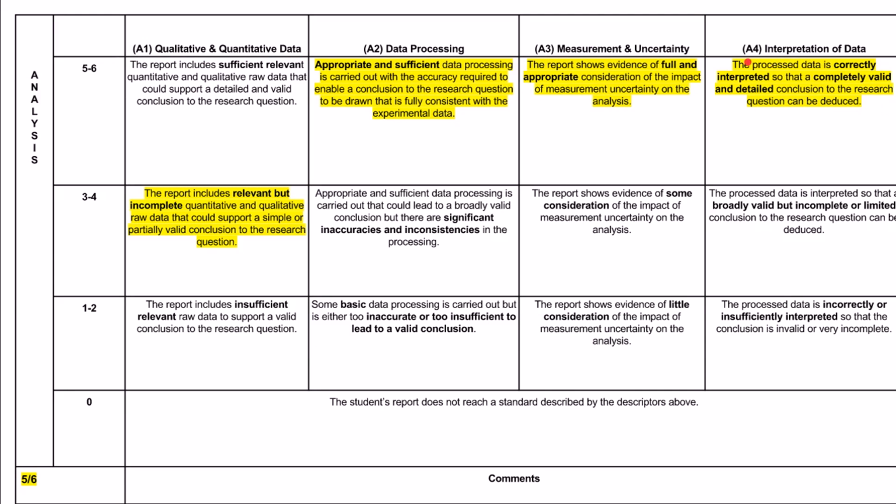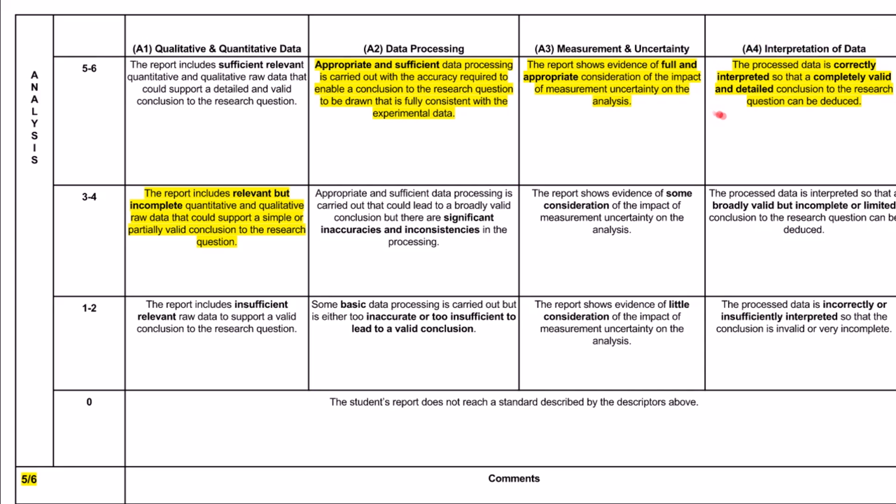Leaving our last component, A4, interpretation of data, and it reads, the processed data is correctly interpreted so that a completely valid and detailed conclusion to the research question can be deduced. Well, in terms of the data collection, a sufficient number of trials were indeed included, and the data was indeed included in the raw data table.